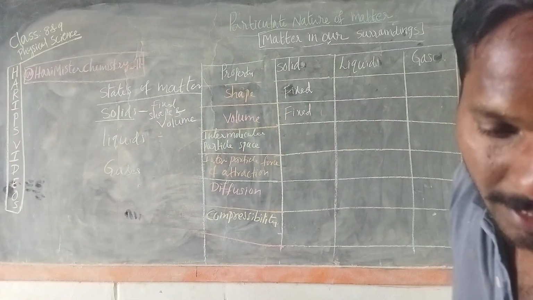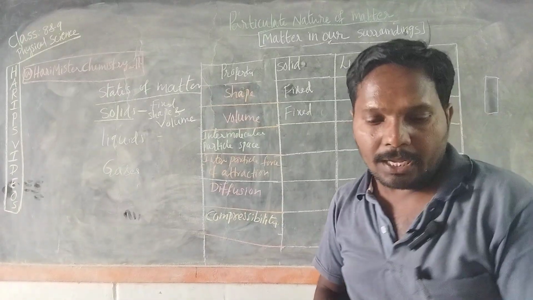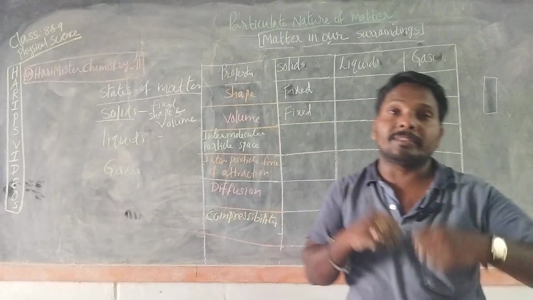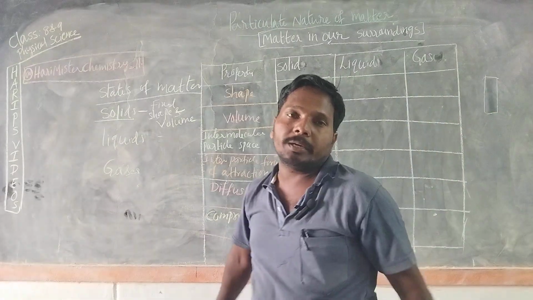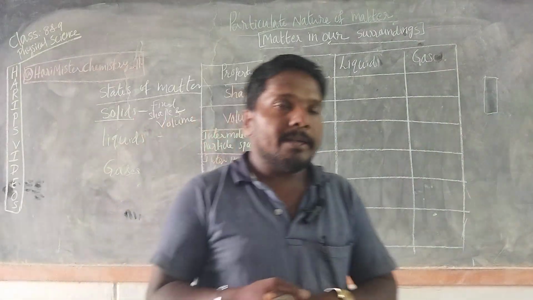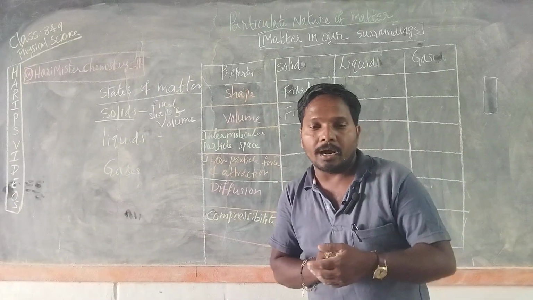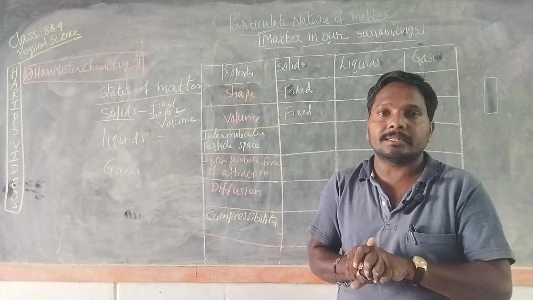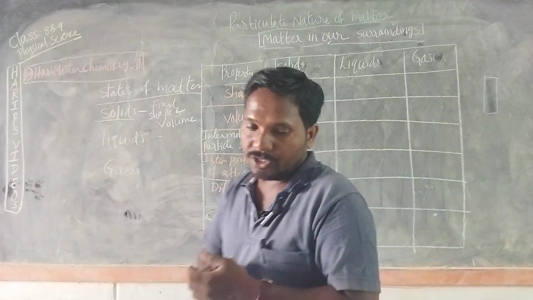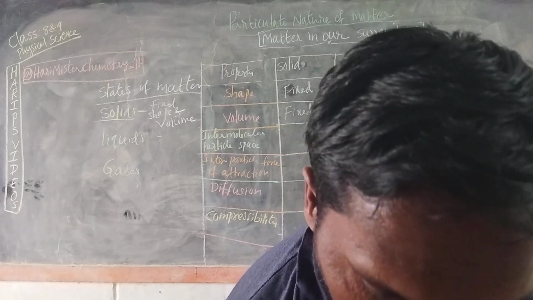Right. Then coming to the next one, liquid. What about the liquids? What is the shape of the liquid? Do liquids have a fixed shape? No, they have different shapes. The shape depends on the shape of the container. Let us see it visibly. I will show you very clearly.